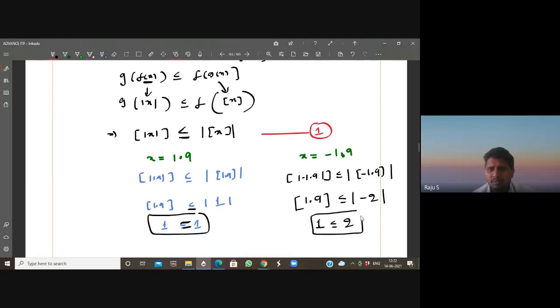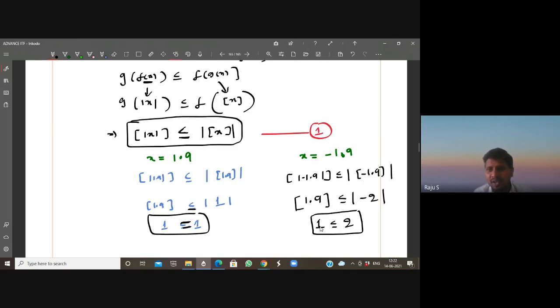Now what do you observe here? I'm choosing real numbers. 1.9 is a real number. Minus 1.9 is also a real number. You can take any real number, either positive or negative. So this equation 1 is satisfying.